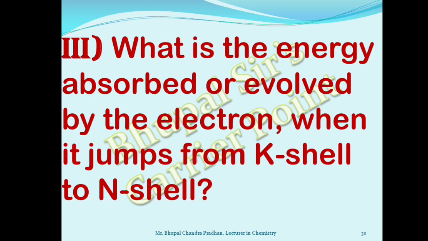Now come to the third question of Group C. What is the energy absorbed or evolved by the electron when it jumps from K shell to N shell?